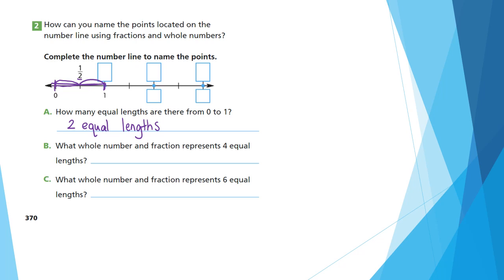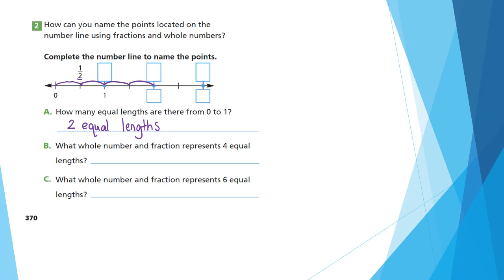Okay, what whole number and fraction represents 4 equal lengths? Well, let's erase this and start over. What whole number and fraction represents 4 equal lengths? Well, let me make 4 jumps on my number line. 1 part, 2 parts, 3 parts, 4 parts. Okay, so those are 4 equal parts, and I want to know what fraction that represents.